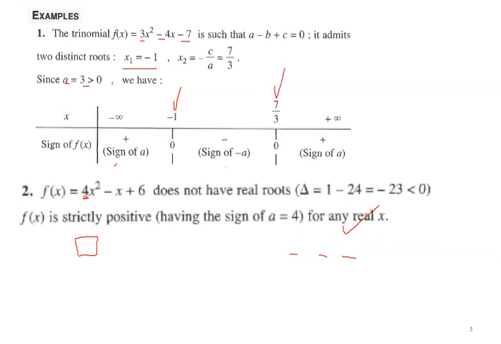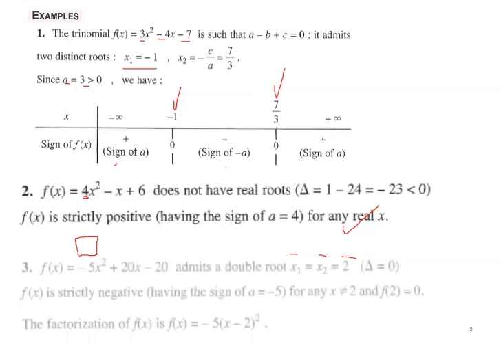The second example: f of x equals 4x squared minus x plus 6. In this case, delta is negative. So always remember, if delta is negative, the sign of the polynomial takes the sign of a. What's a? a is 4, it's positive. So f of x is positive for any real x. f of x cannot be negative for any value of x.